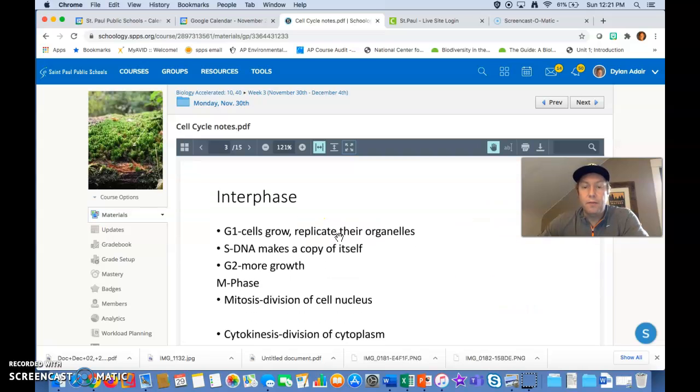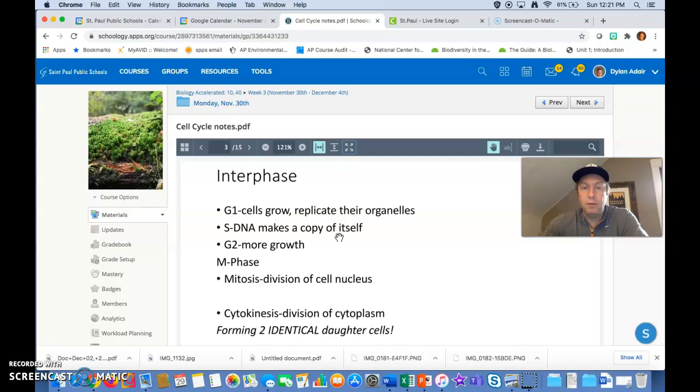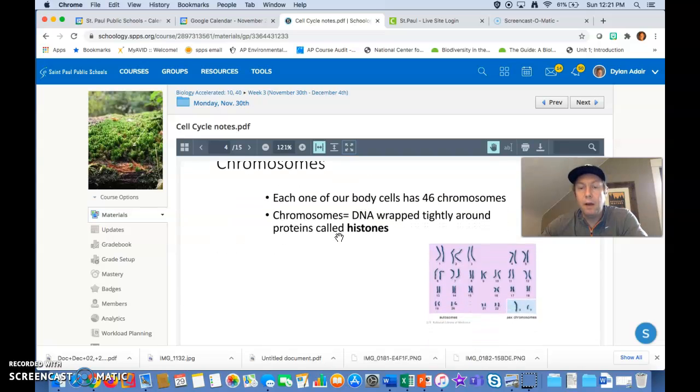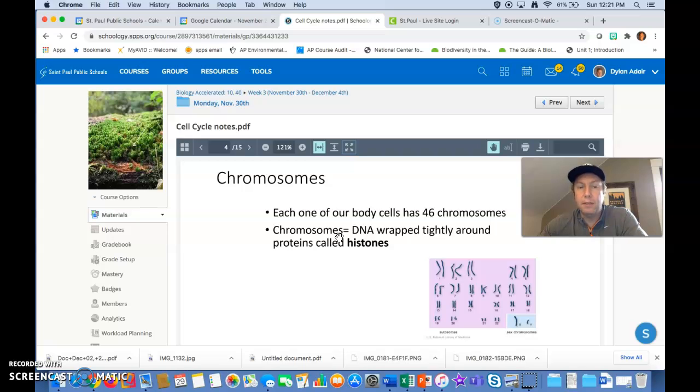So the first part, G1, S, and G2, is going to be considered interphase. And the cell grows, replicates the organelles, makes a copy of itself, kind of grows and gets ready for mitosis and then division. Now, this will be kind of the first introduction to chromosomes. We've talked about them a little bit, but during this interphase is where the chromosomes will duplicate or double. And for your project, you will be following the path of 4 chromosomes.